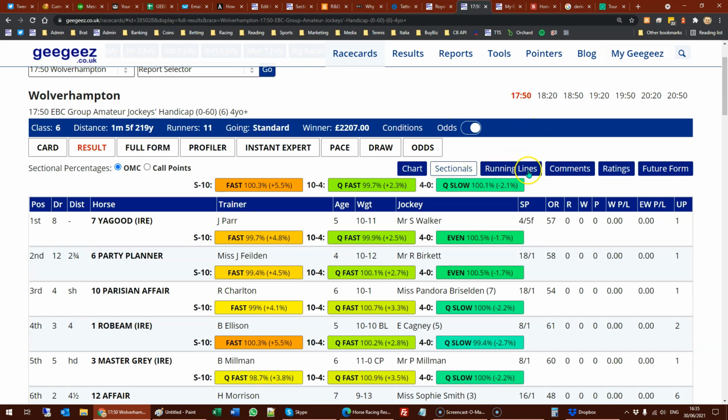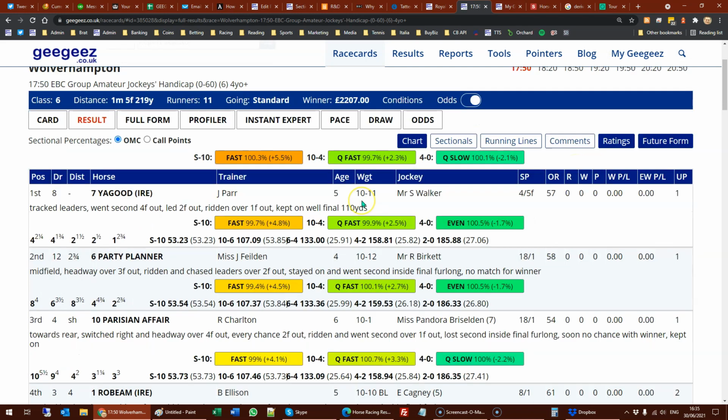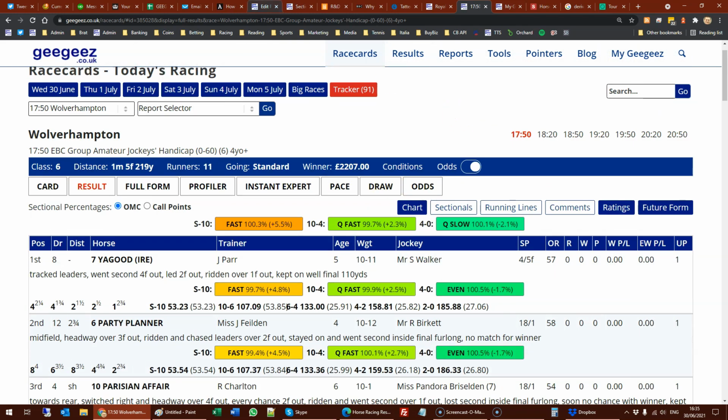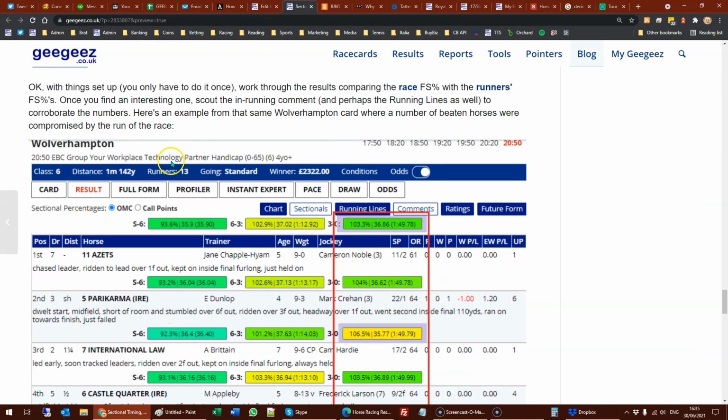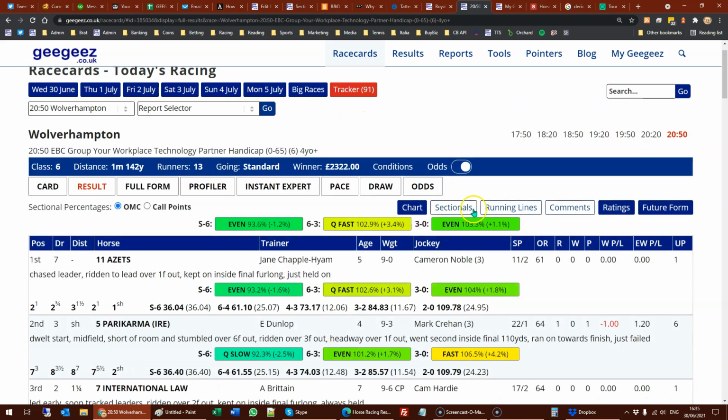The other thing I'm going to put on is I think I'm going to put the running lines on, and I'm going to put the comments on as well. And actually, this is not the race I want to look at. The race I want to look at is the 850. So if you set those things up, it will reflect them in any other race that you open up. So this is the 850, and this was an interesting.